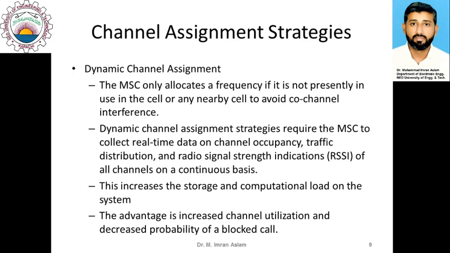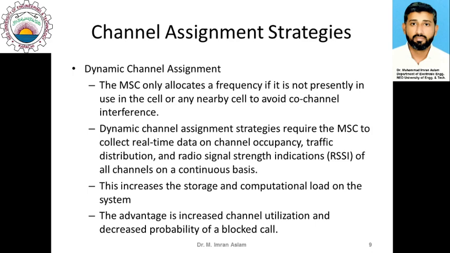The important thing regarding dynamic channel assignment is that the MSC has to collect the real-time data. There are various types of data that are being maintained by the MSC in order to plan for the channel allocation. This real-time data include different parameters such as channel occupancy, traffic distribution in the region, and radio signal strength indications RSSI of all channels on a continuous basis. So basically MSC gets this data for all possible channels in that region and has to make a decision on the basis of all such data.